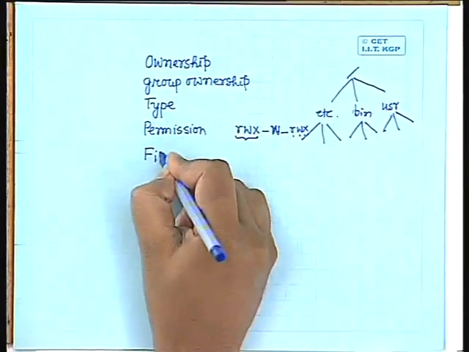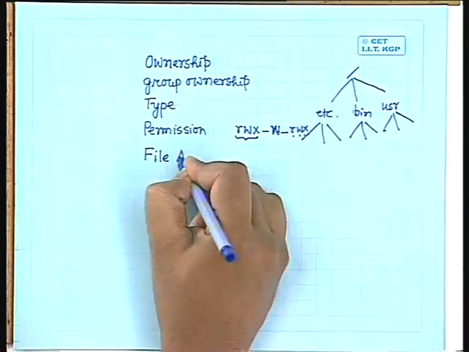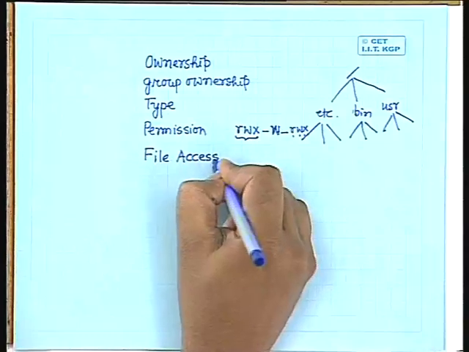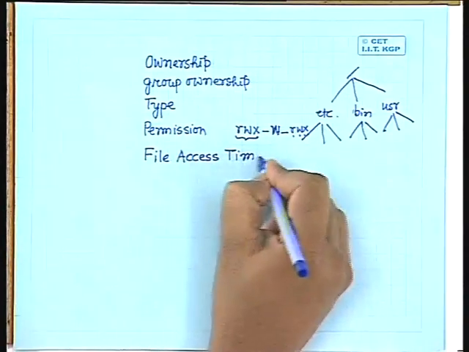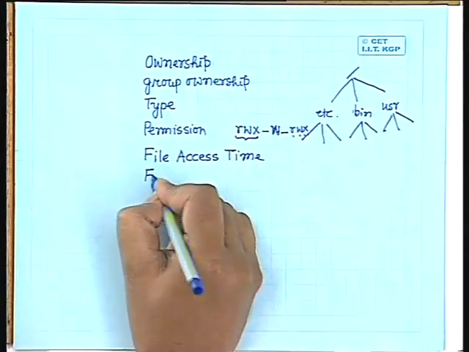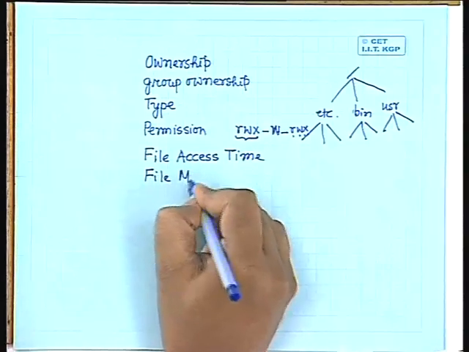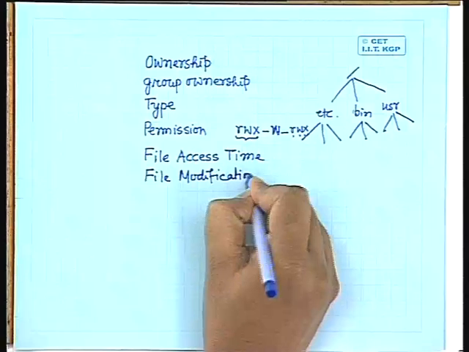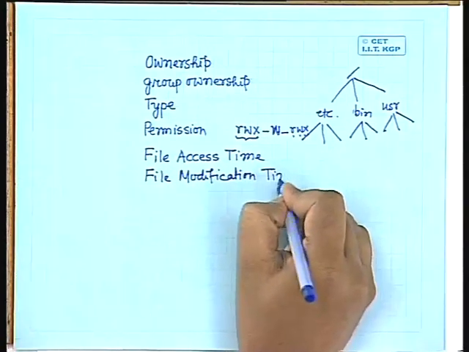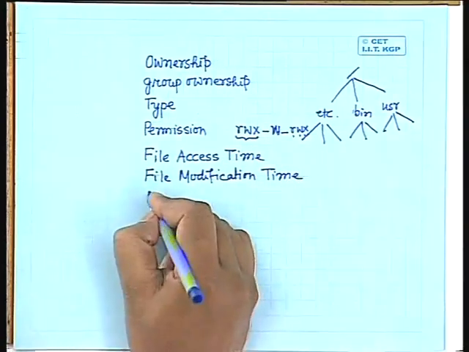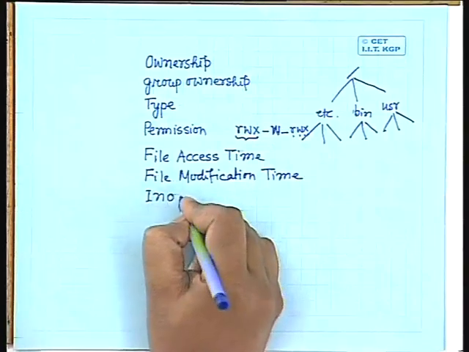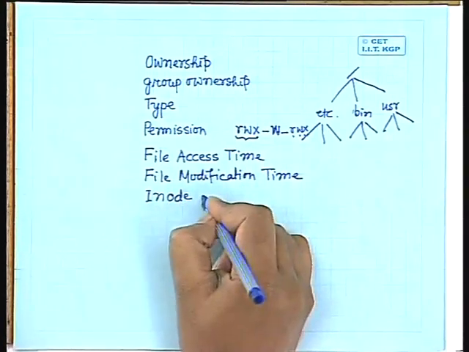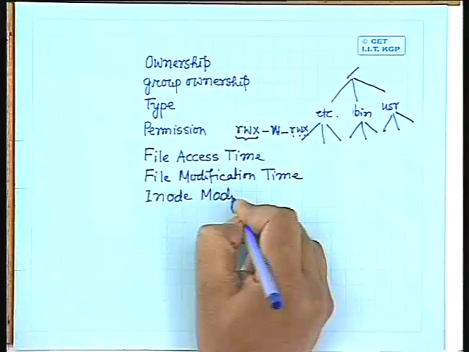Okay. Now, among other information, we have to have information about file access time, that is, when the file was accessed last. We have to have information about file modification time, that is, when the file was modified last. And the other information is inode modification time, that is, when the inode was modified last.